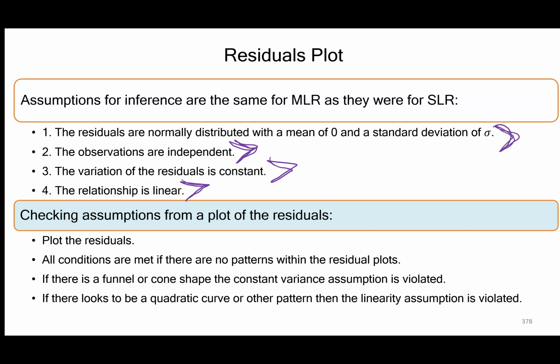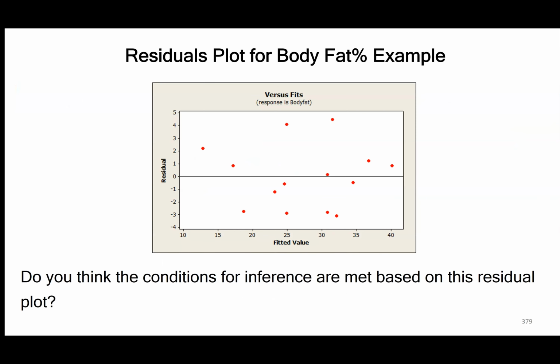Basically, if there's roughly even random scatter in this plot that's centered around 0, we're happy. We're happy with nice, roughly even random scatter. So here are the residuals for the body fat example. Know that however many observations are in your sample, that's how many residuals you have. Every single observation has its own residual. So there should be 14.